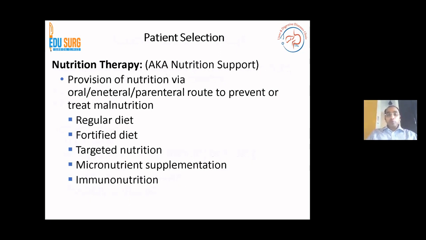So nutritional therapy, also known as nutritional support or nutritional rehabilitation. So how do you do it? If you provide nutrition via any route, be it oral, enteral, parenteral, then the types of diet that are used in providing this nutrition can be a regular diet, a fortified diet, targeted nutrition, micronutrient supplement, and lastly, immunonutrition, which we'll come to later.